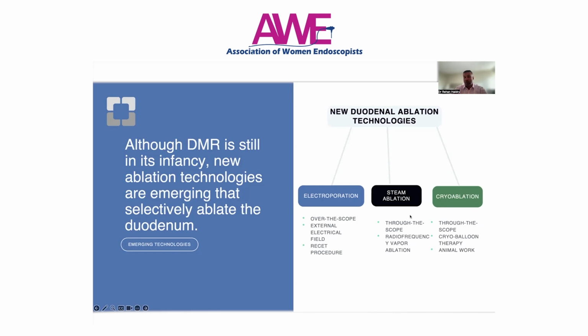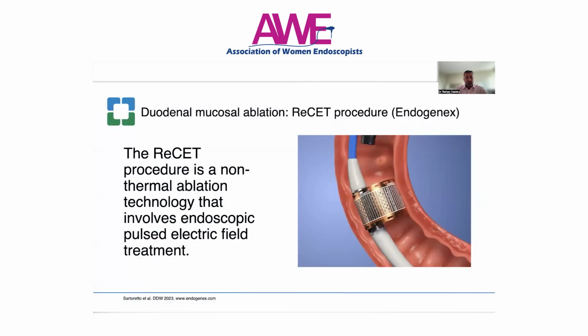In our group we have been working on vapor and steam ablation, which has a unique benefit of being through the scope, but uses radiofrequency-induced vapor and steam to treat the duodenal wall. And again, our group is currently in the final stages of completing our animal work on the use of cryoballoon, again a through-the-scope device to treat the duodenum. The Endoluminal device is extremely attractive in that it is a non-thermal ablation technology, so it potentially carries some of the advantages of mitigating against scarring and stenoses that would potentially be a sequela of the other heat-based therapies.